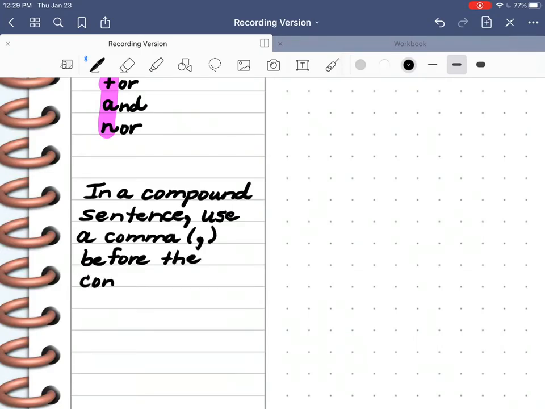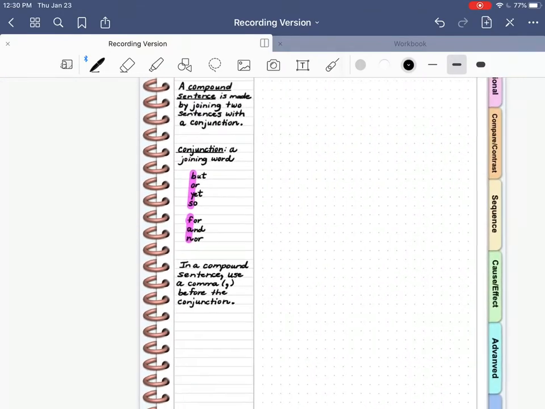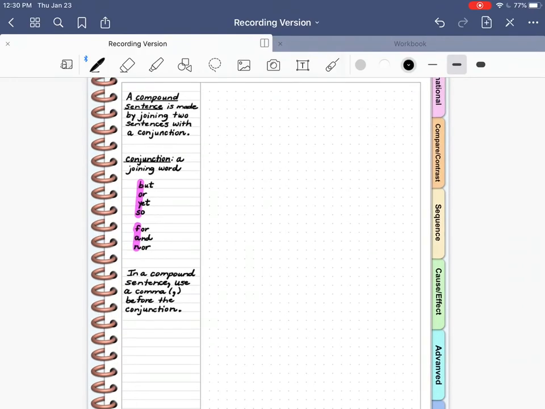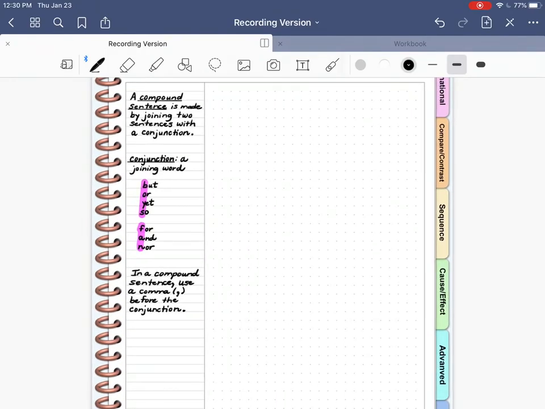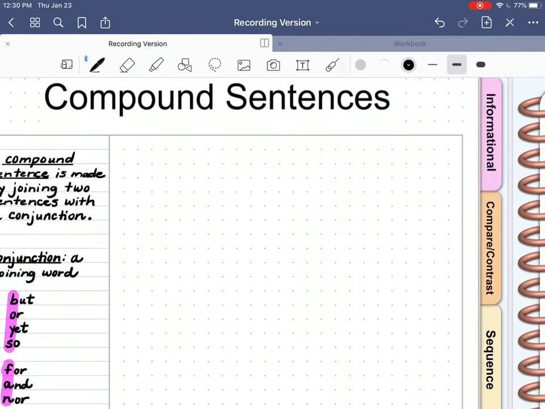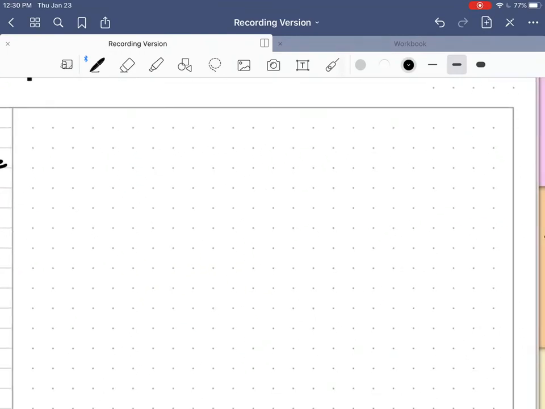I have never taken an English test, a writing test, that did not have this on it. So I would just about bet that you are going to see this rule if you take a test. So I want to be sure you know how to do this correctly. In a compound sentence, use a comma before the conjunction. I'm throwing a lot at you, I know, but let's practice, and I think that you'll be fine. So the first conjunction in our list is the word but. So here's an example. I'm just going to zoom in here.